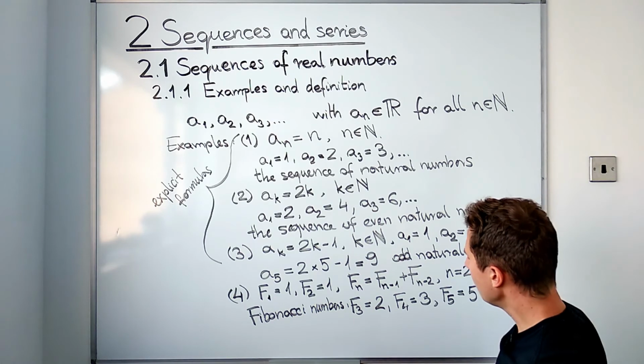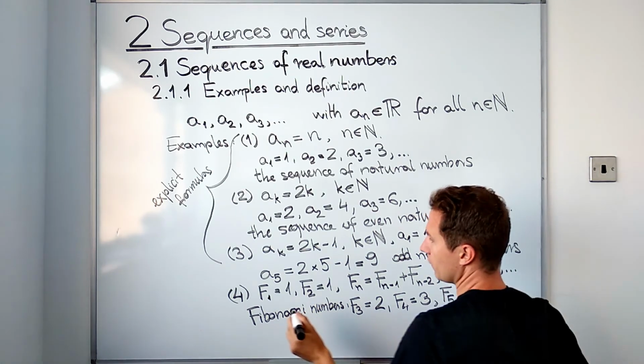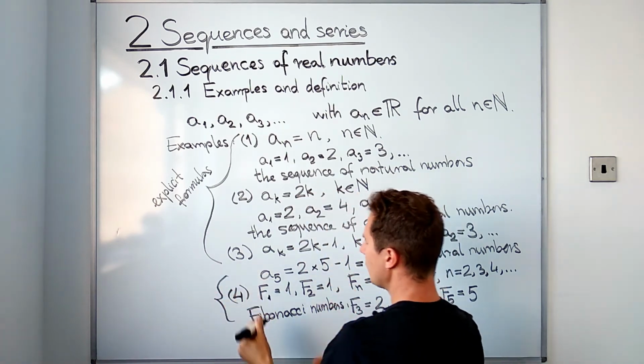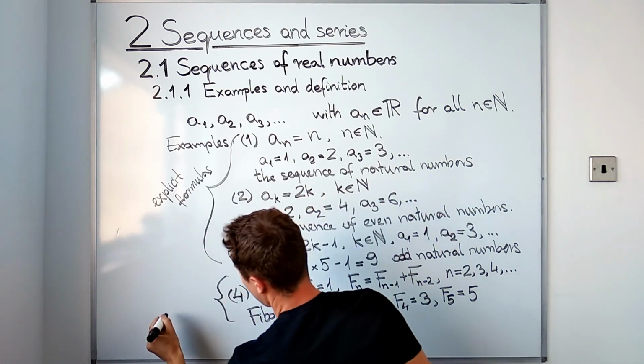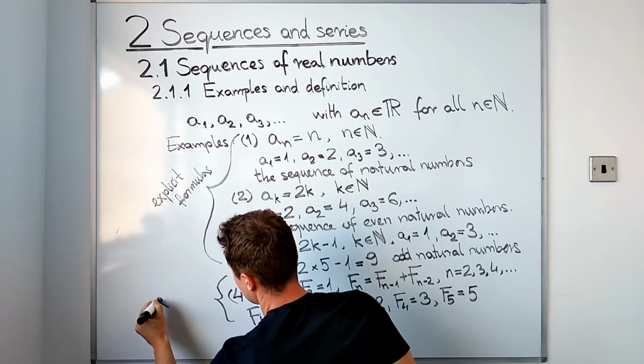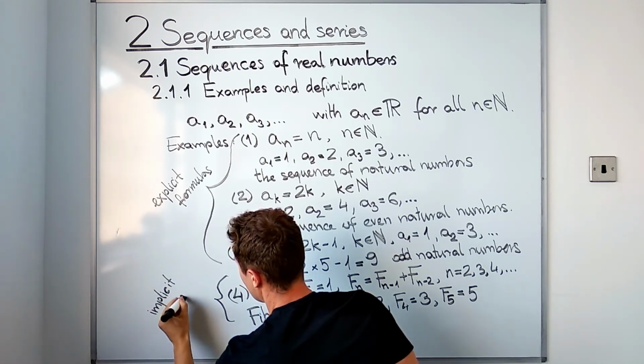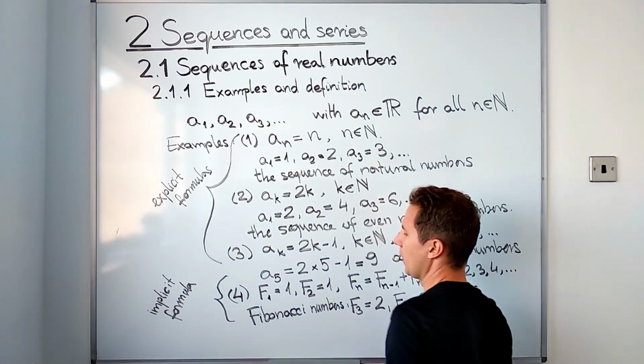So before we end this video, let me just point out that such a sequence is called implicitly defined. So this is an implicit way of formulating a sequence.